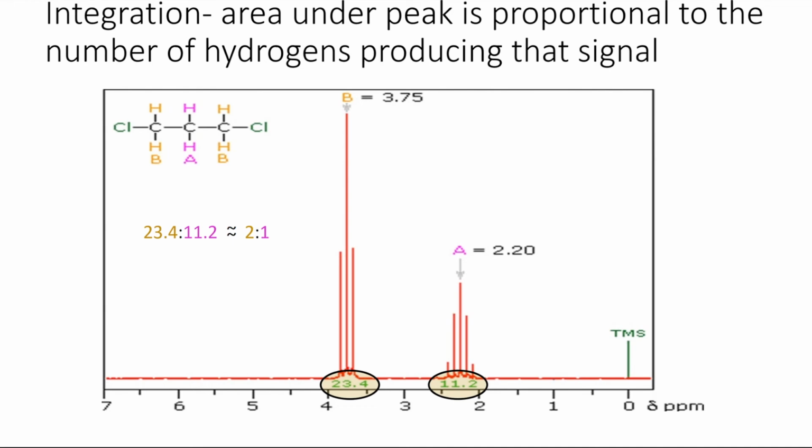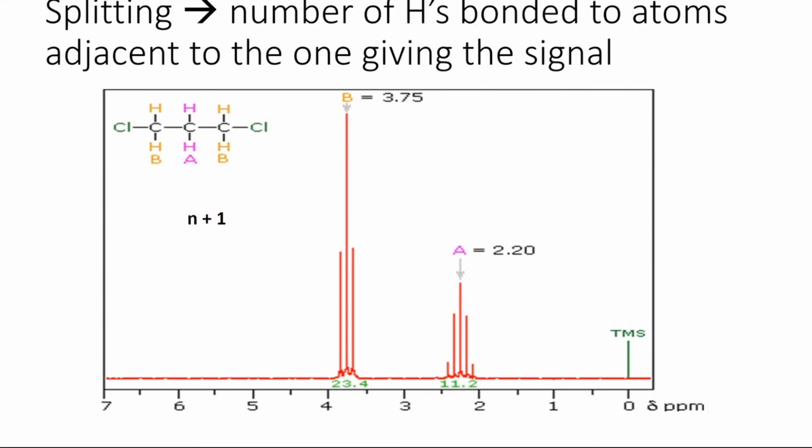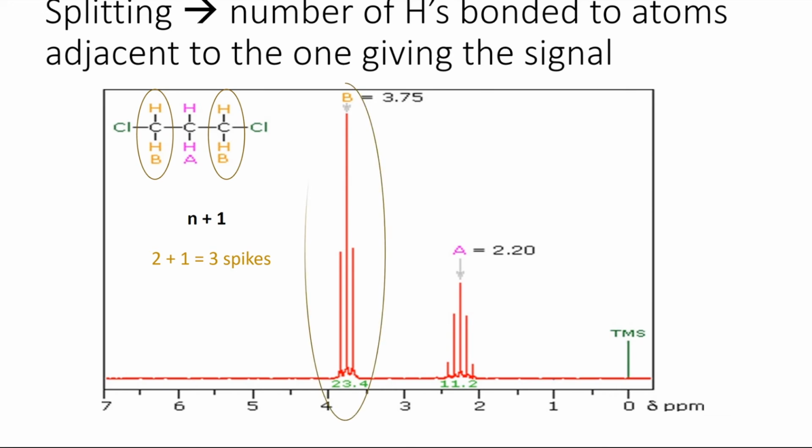Well, the number of hydrogens producing this first signal is 4 hydrogens, and the number of hydrogens producing the second signal is 2 hydrogens. And indeed, 4 to 2 is a 2-to-1 ratio. Now let's look at splitting. Taking a look at the hydrogens in yellow, we find that they have 2 neighboring hydrogens, which are in pink. So using our n+1 rule, we should expect to find 3 spikes from the signal given off by the hydrogens in yellow. And indeed, that's what we see in our NMR spectrum.